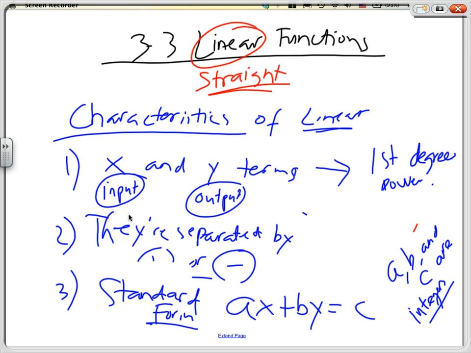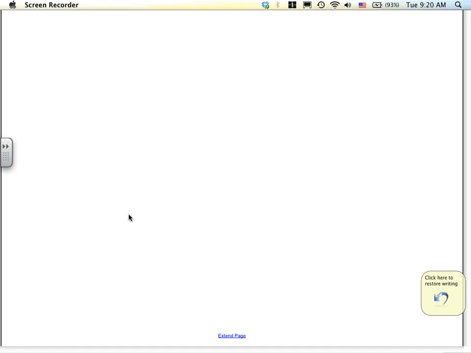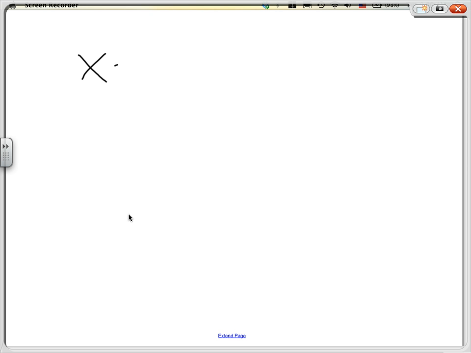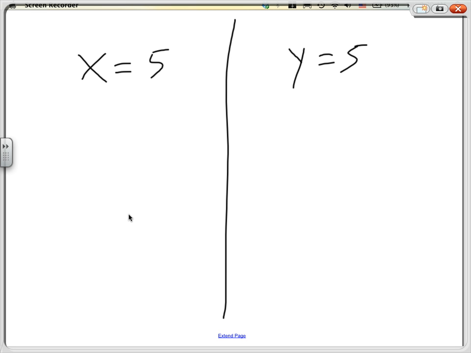Now, let me just say something. It doesn't always look like that, but it still fits as a linear function as well. And so I'm going to talk to you about two special cases that you need to learn. Those cases are this. First special case, when your line looks like this. Watch. So here are two special cases I want to talk about.